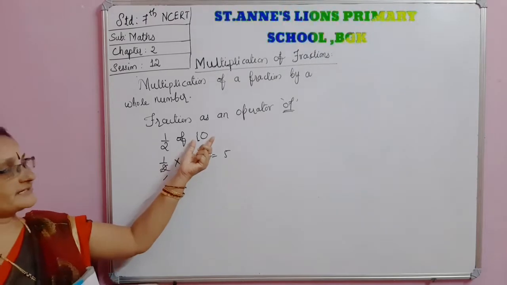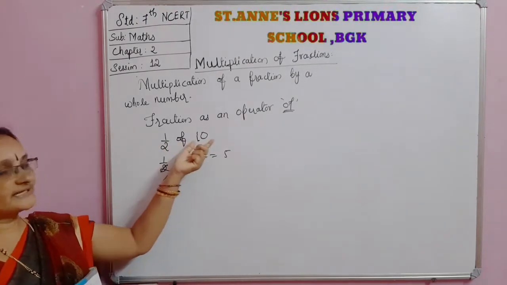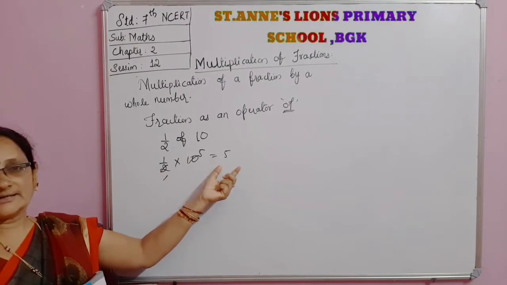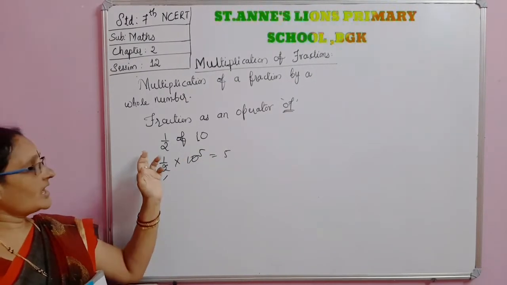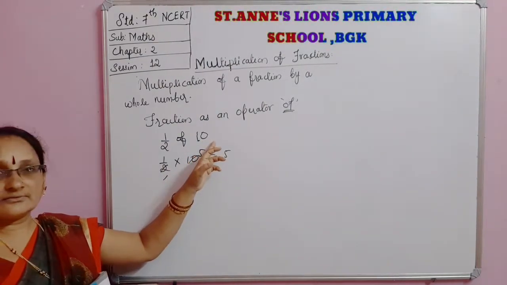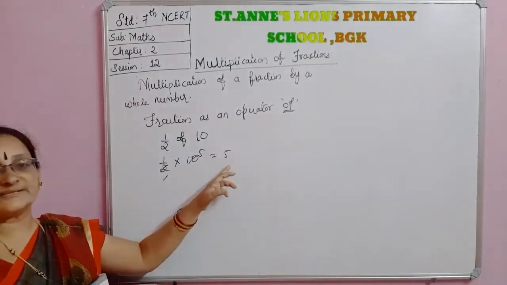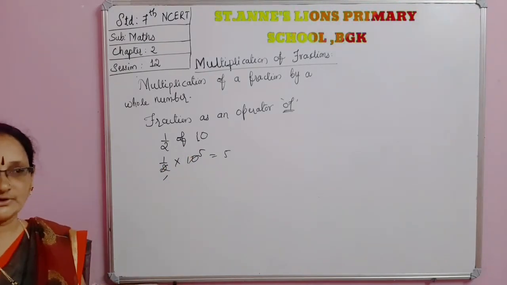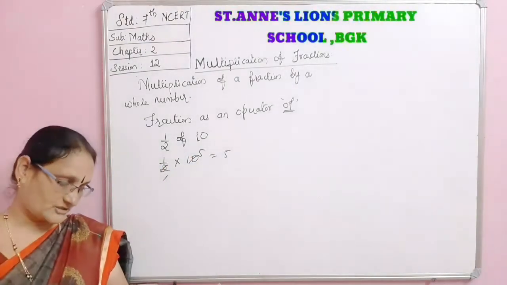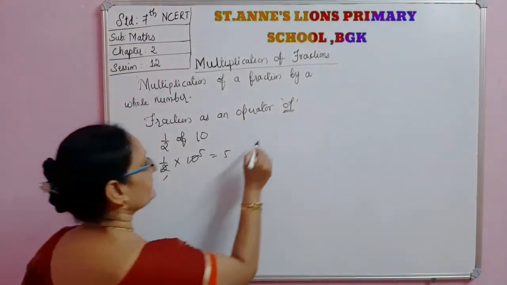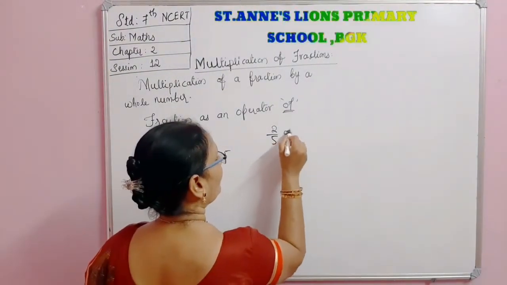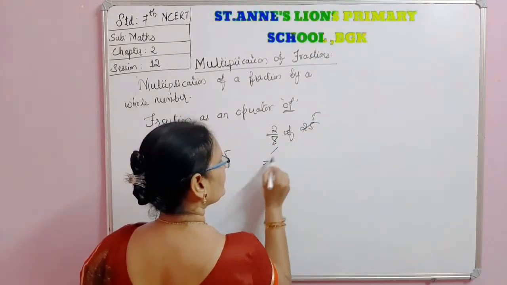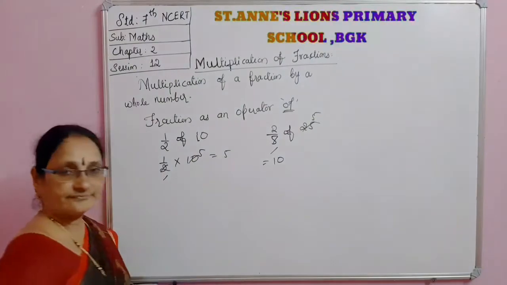Suppose there are 10 biscuits. Half of the biscuits I ate. Half of the biscuits means 5. There are 10 biscuits, half of the biscuits I ate means 5 biscuits I ate. 'Of' represents multiplication. Remember, very important. 'Of' means multiplication. Then the same way, 2 by 5 of 25. 5 ones are 5, 5 fives are 25. So 2 fives are 10.